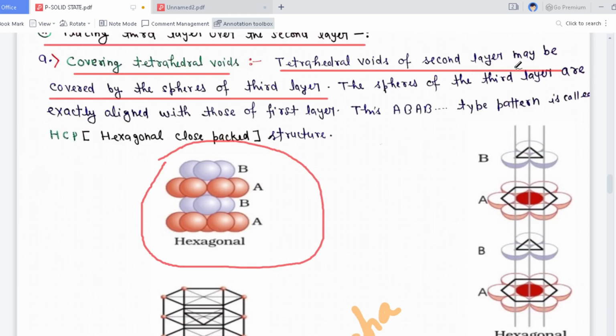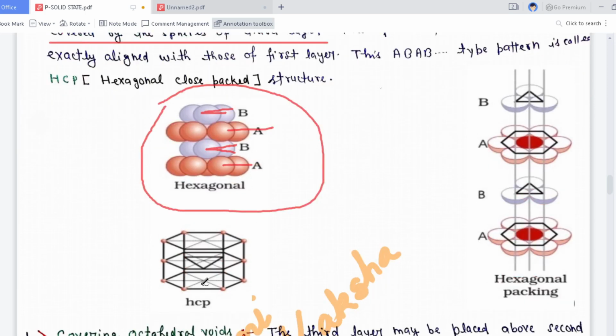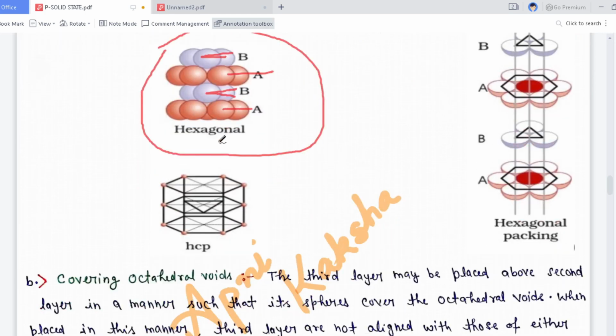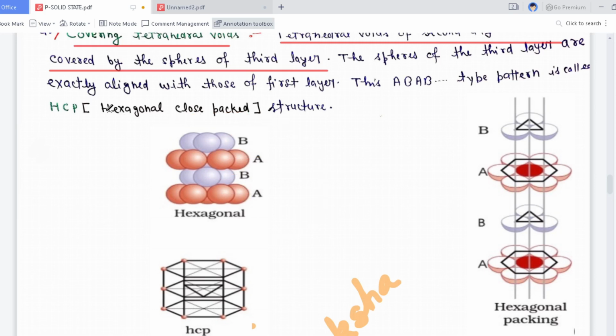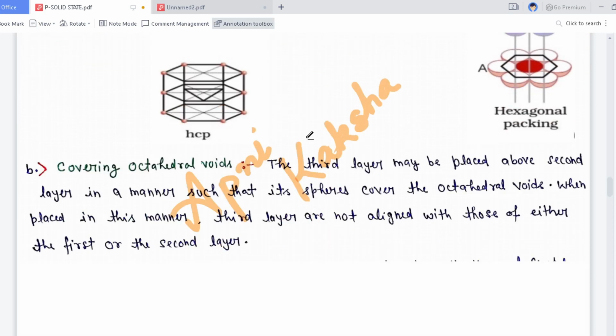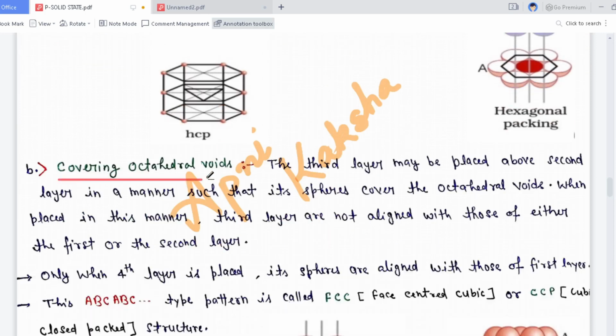The spheres of the third layer are exactly aligned with those of the first layer. So you can see this is exactly aligned with this. This sort of forms a repetition, and that's the reason this is called the hexagonal close packed structure. HCP, remember that.